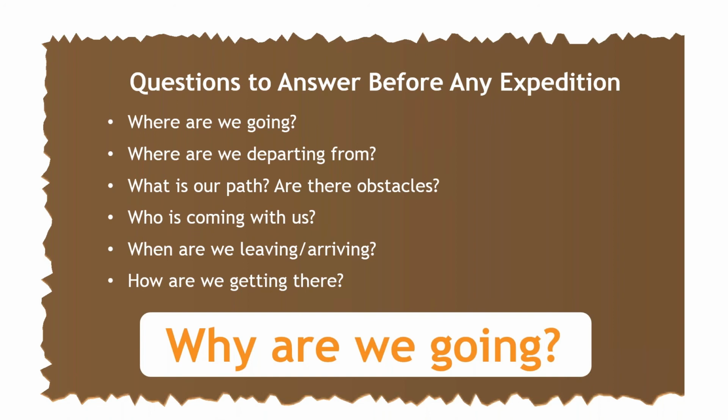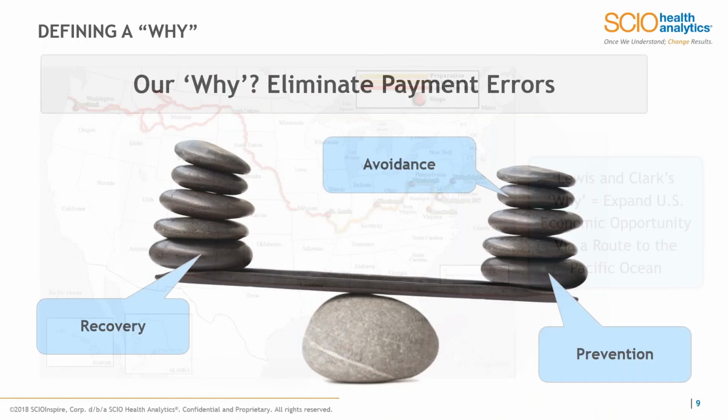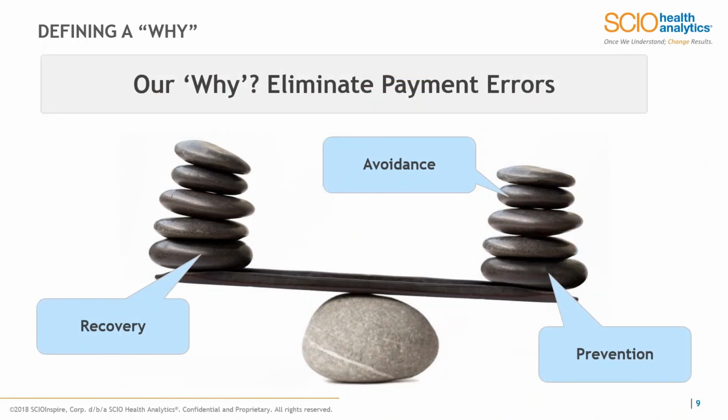What is the why of what we're doing here? For Lewis and Clark, the why was expanding U.S. economic opportunity through a route to the Pacific Ocean. That worked for them. They're able to rally around that. For us, our why is how we eliminate payment errors. We're going to do that by striking a balance between an increasingly proactive approach supported by retrospective, reactive tactics. And Monique and Leslie are going to walk through a 4-step process that we think applies to most health plans.